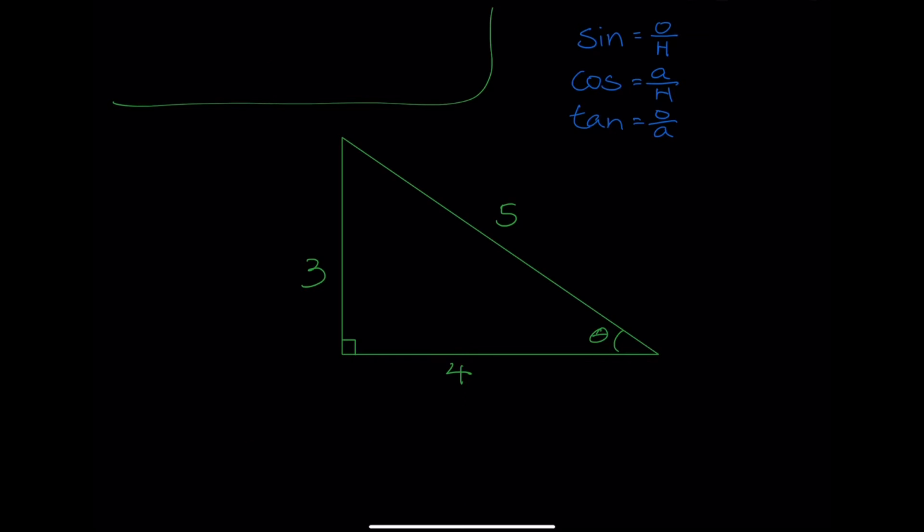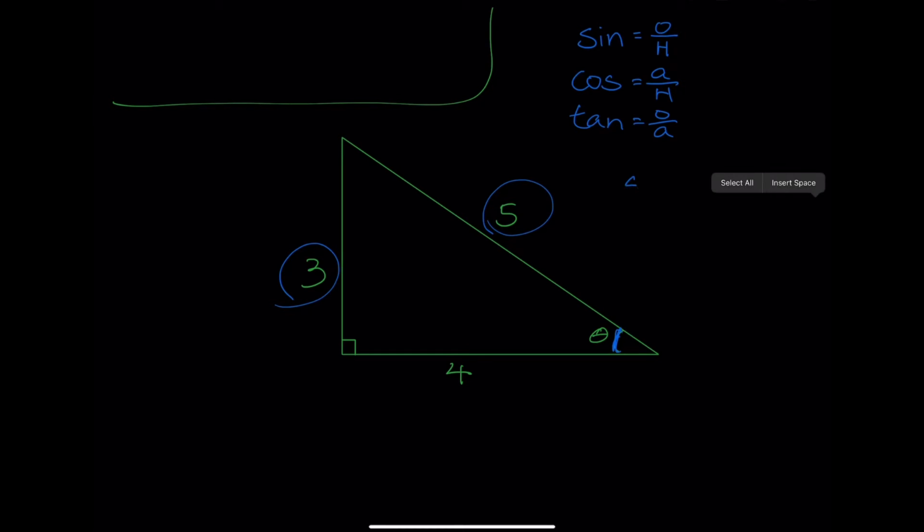After you get familiar with identifying opposite, adjacent, and hypotenuse, you can move on to sine, cosine, and tangent. As I've written down here, sine is equal to opposite over hypotenuse, meaning that we will use the length of opposite and the hypotenuse to get the angle. How we would do that is here. We have our theta, which is our unknown angle. We identify our opposite and our hypotenuse.